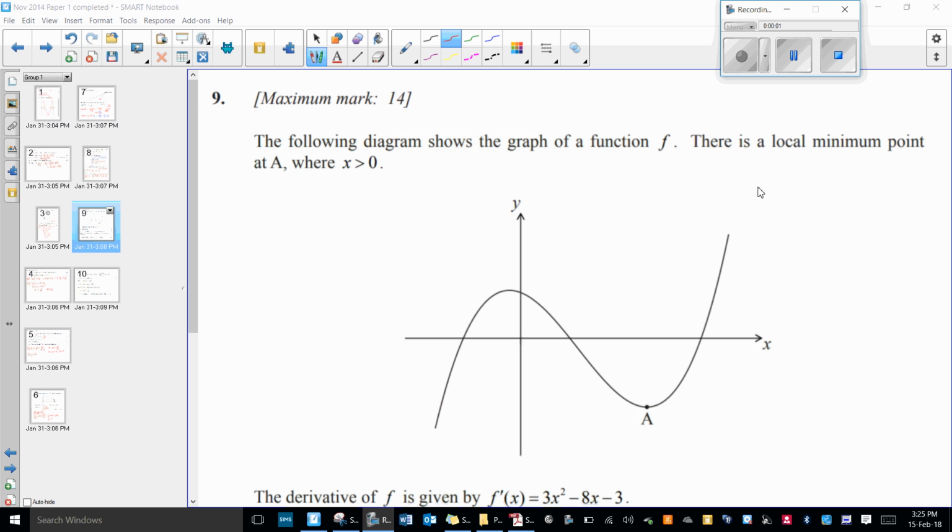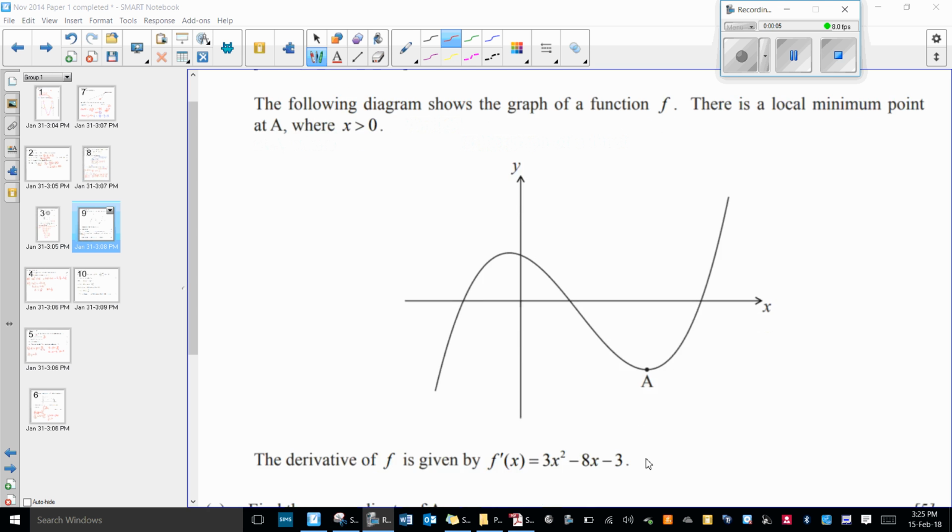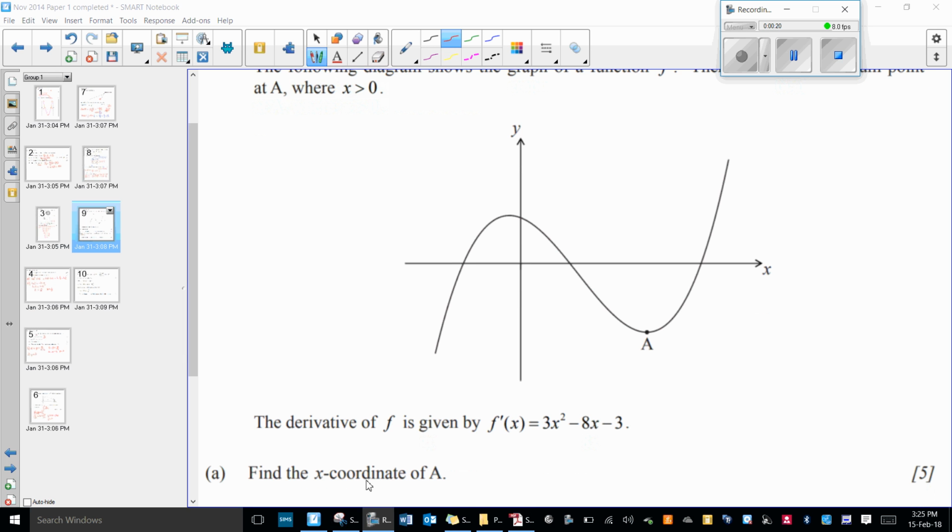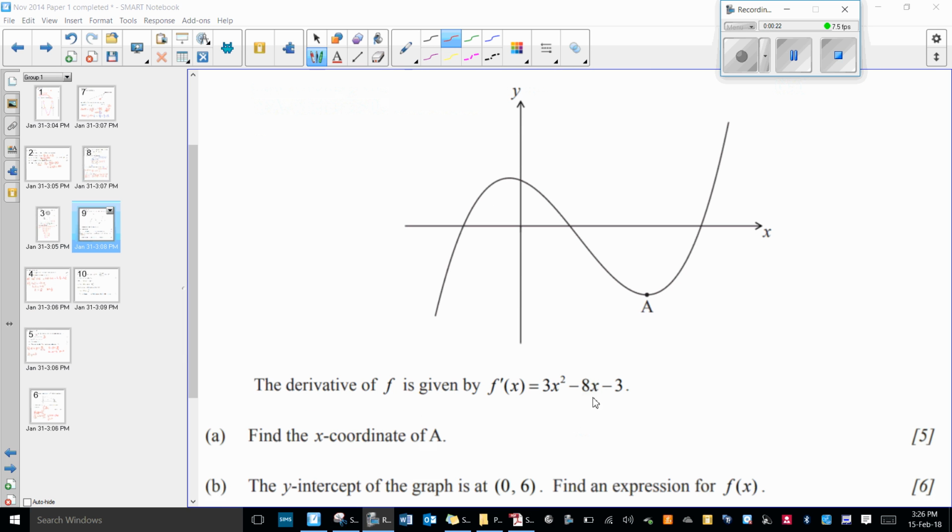A couple of questions. So we've got a function here. We know the derivative of f is given by this. So this is obviously cubic. The derivative is given by this expression here. If there's a minimum point at A, and we're trying to find just the x-coordinate, we know that this expression here must be equal to 0 at that point.